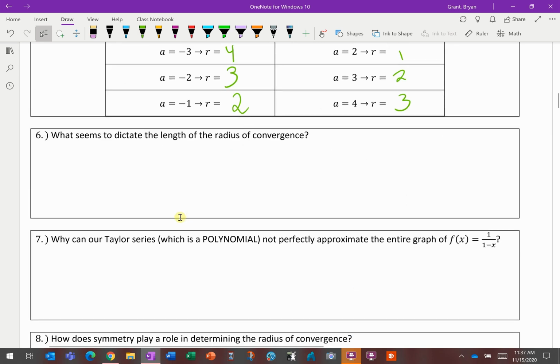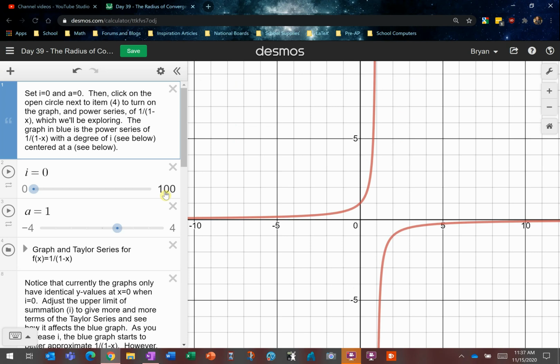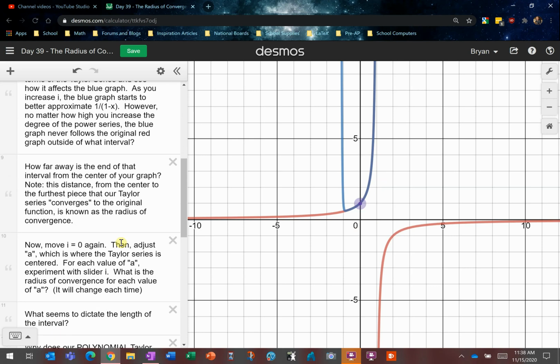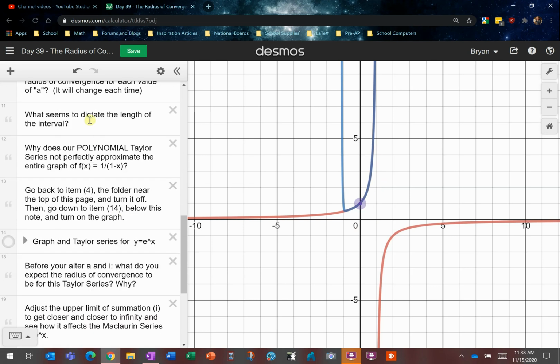What seems to dictate the length of the radius of convergence? Well, that is an interesting question, right? If we look back here, and maybe we'll jump back to our original one, which is centered at 0, why is my function stopping? Well, to the left, it doesn't look like there's any reason it should stop, but to the right, it seems to be hitting an invisible wall every time. And doesn't it look like it's hitting the asymptote?